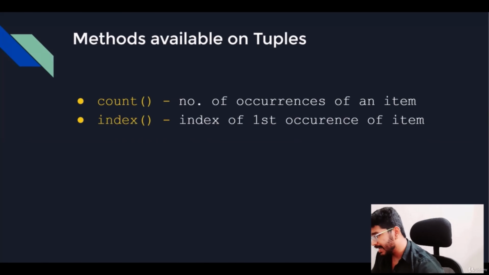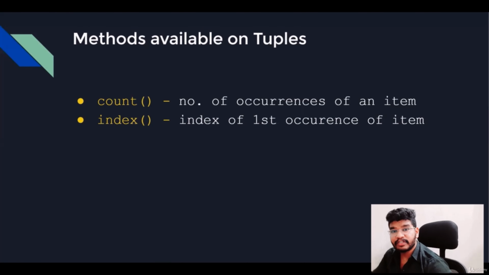Next, it's index. When I pass a parameter to this index, it will give me the index of the first occurrence of an element. So we have only these two functions here. There'll be only a few methods on tuples because tuples are, as I said, immutable. That is the important thing you need to keep in mind. Whenever we say tuples, it's immutable. We can't change them. Otherwise, we'll use lists.